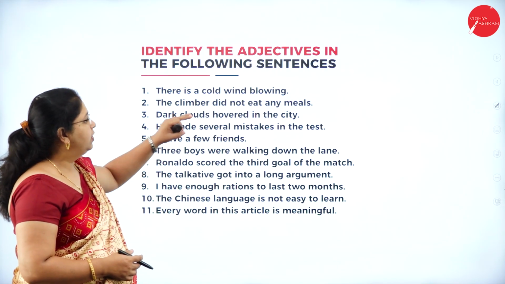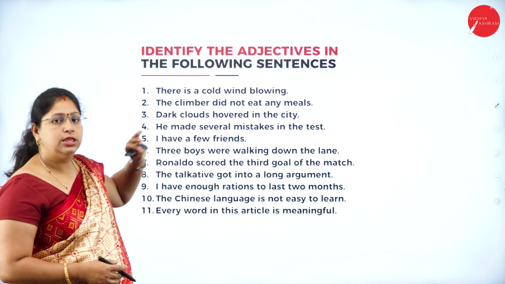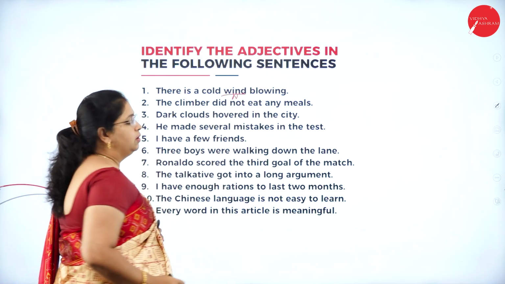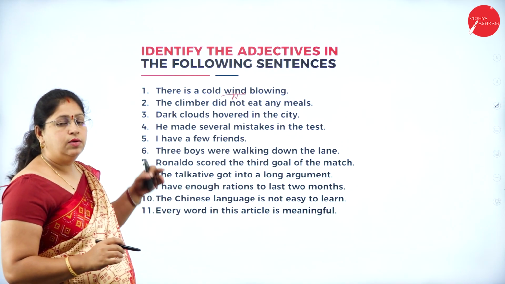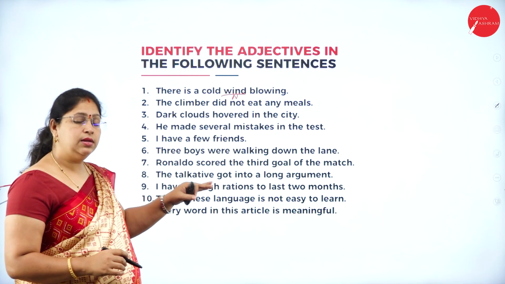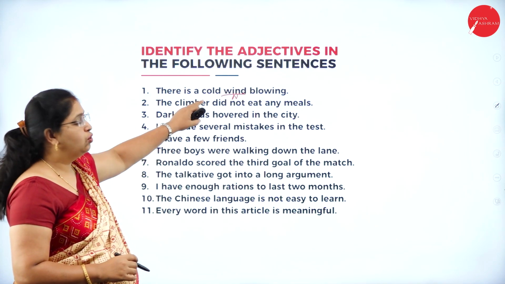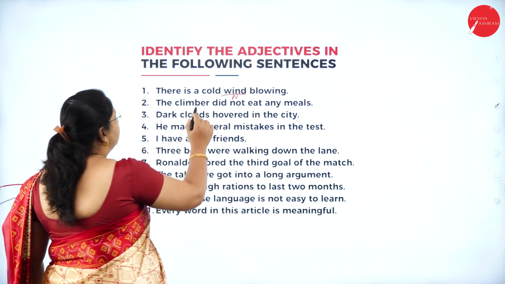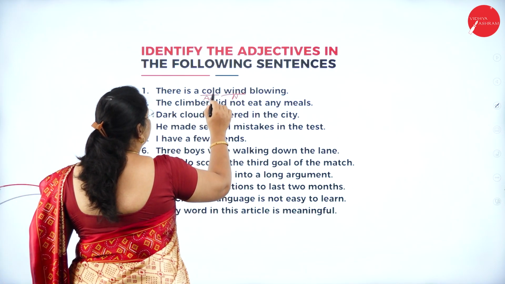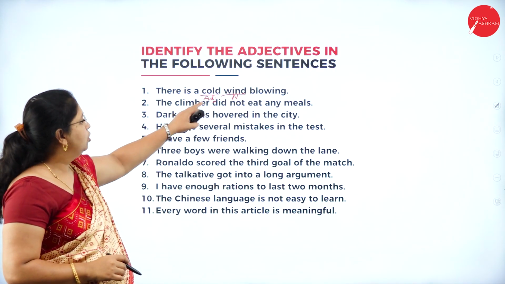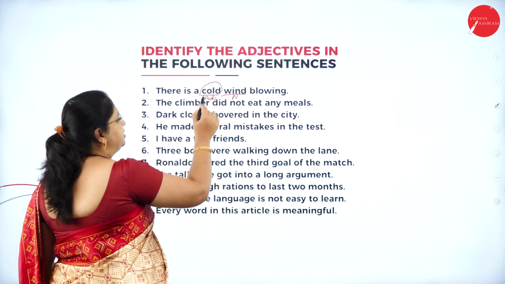Okay, so first you have to identify which is the noun. Here in this sentence, wind is the noun. If wind is the noun, which is the word describing wind? It is cold. Correct? So how is the wind? It is cold. So the word which describes or modifies a noun is an adjective. So in this sentence, cold is the adjective.